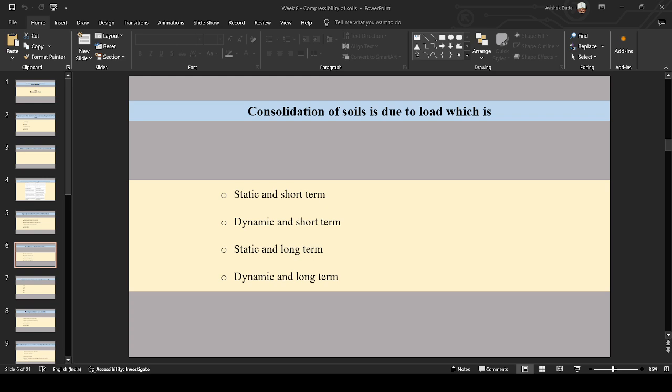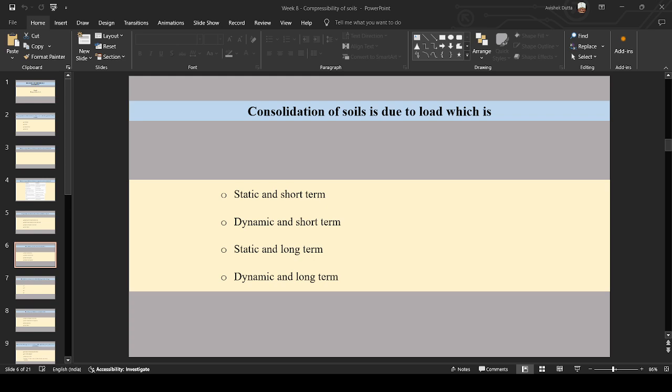Consolidation of soils is due to load, which is: option A, static and short term; option B, dynamic and short term; option C, static and long term; and option D, dynamic and long term. So these are the four options. Which kind of load mainly takes part in the process of consolidation?